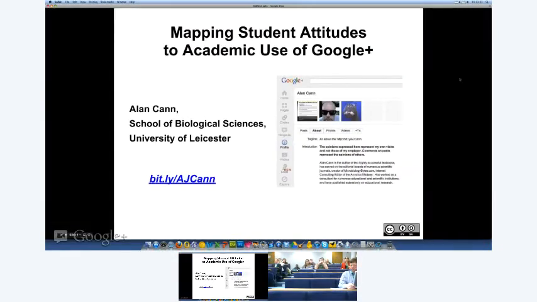Okay, so I'm going to talk about some work we've been doing in Leicester for a few years now. In the last year we've been using Google+, and I'm going to talk about that. This isn't really a techie talk, although there is a little bit of techie stuff brought to you through the magic of Tony Hurst, who some of you heard speak this morning. So hopefully that will be of interest to you.